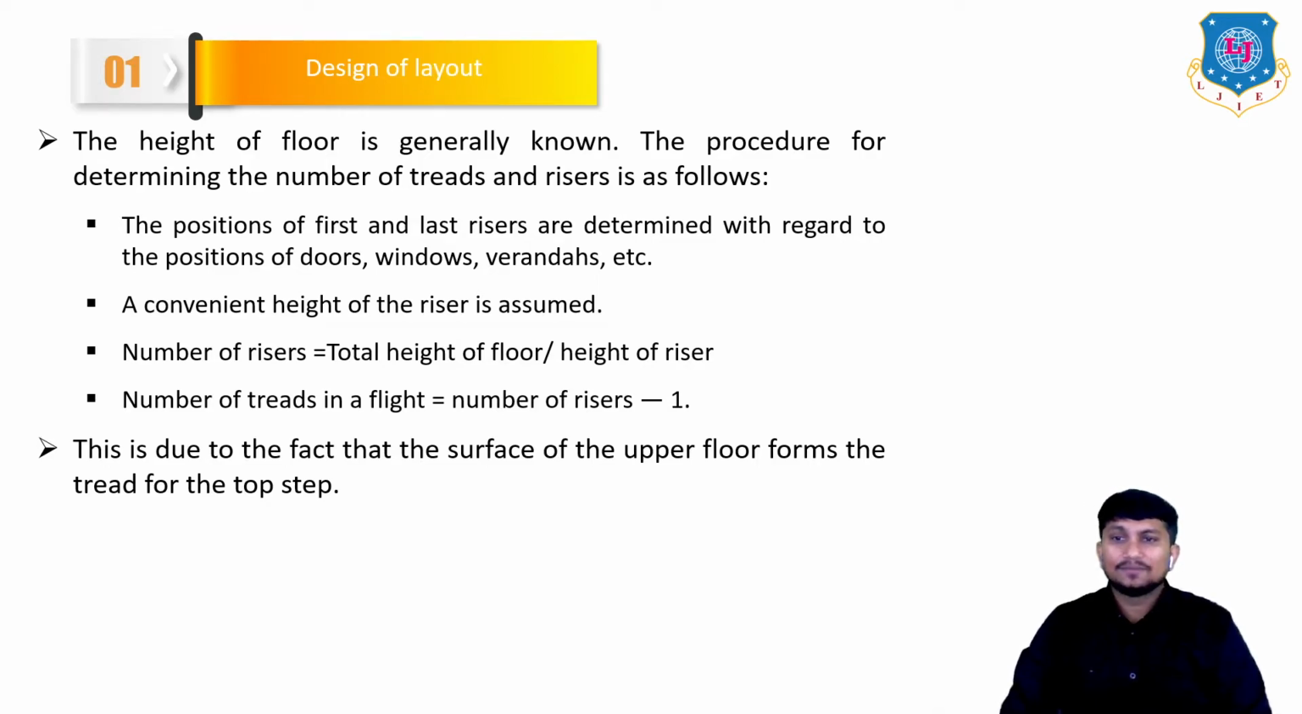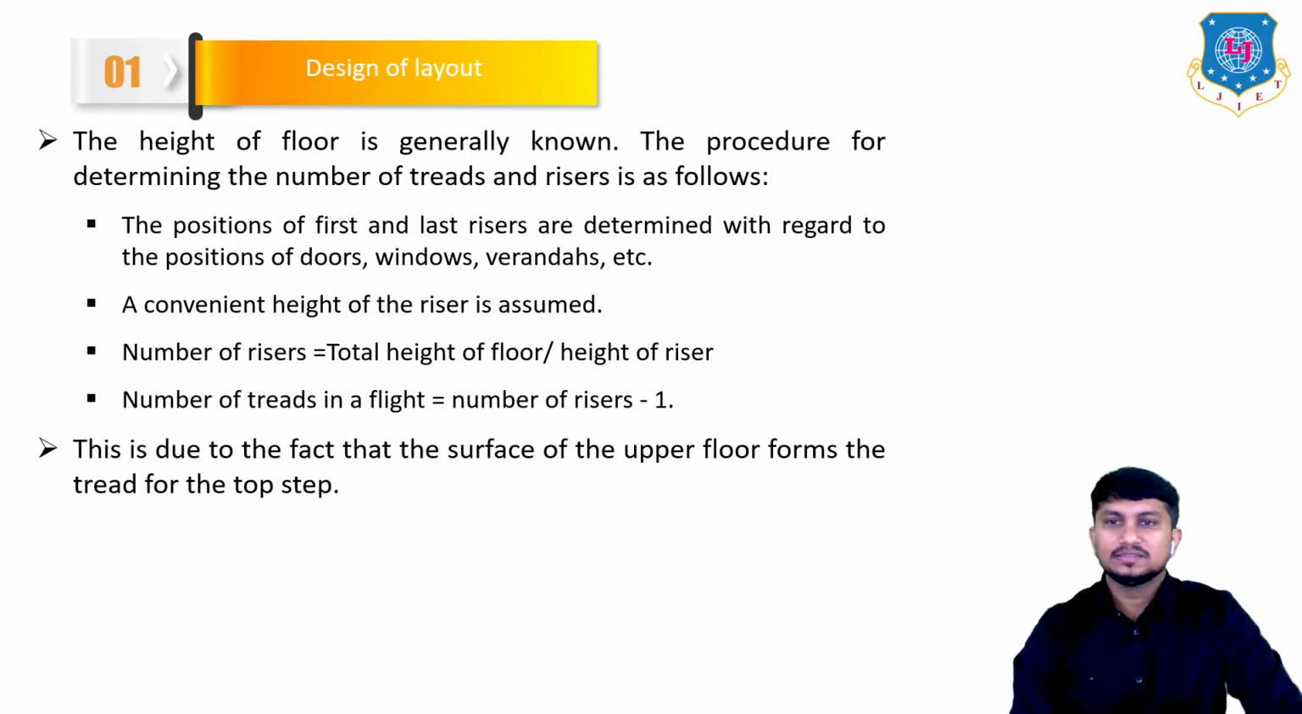Then after deciding the number of risers, you can easily calculate the number of treads by deducting one. So the number of treads provided should be equal to the number of risers minus one. This is how you can calculate the number of risers and treads in a particular flight. This is due to the fact that the surface of the upper floor forms the tread for the top step. This is why we deduct one number.